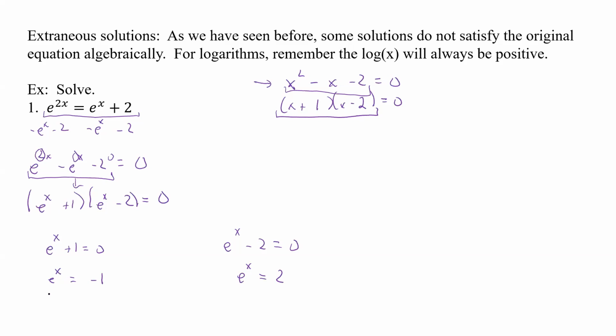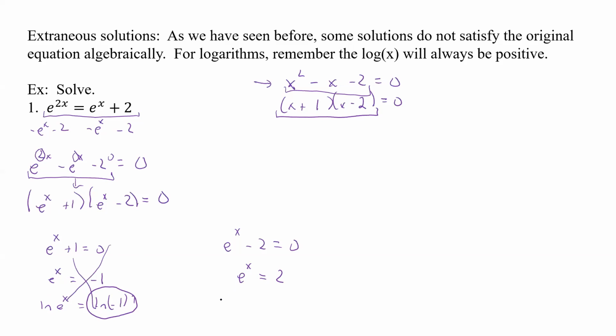Now to solve this, we're going to have to take the log of both sides, so that ln of e to the x equals ln of negative 1. Right there, we fail already because we can't take the log of a negative. So this doesn't work. Okay, so that's going to be a bad solution no matter what we do because we can't take the log of a negative.